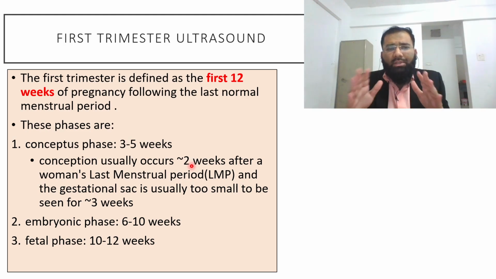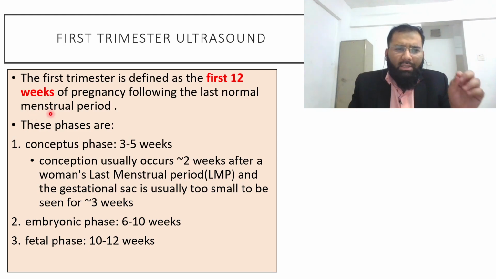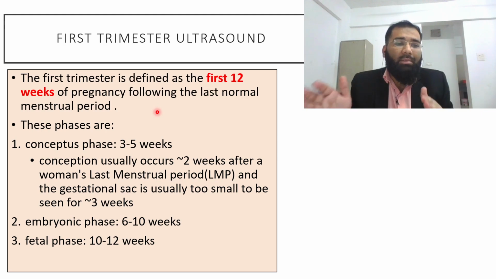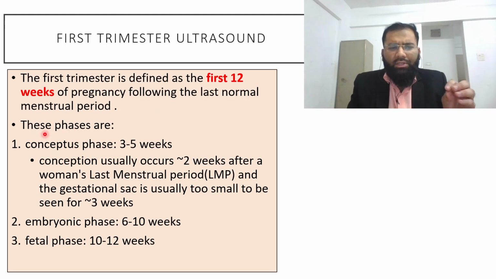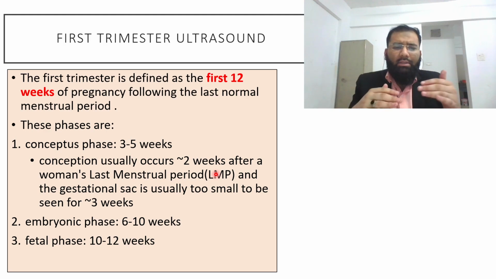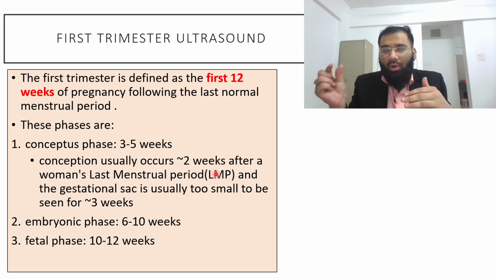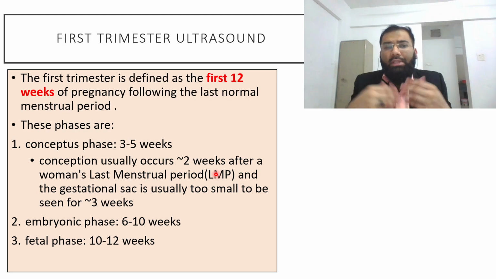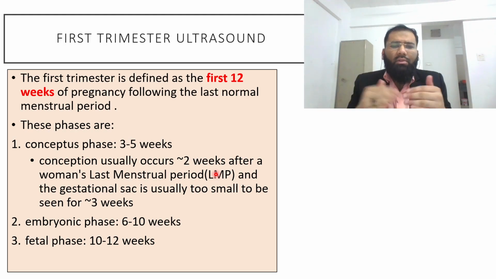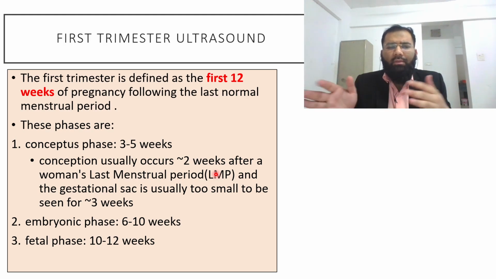When we come to first trimester ultrasound, let us see a few basic definitions. The initial 12 weeks of pregnancy are considered to be the first trimester. If you divide, the initial phase is the conceptus phase, which is usually 3 to 5 weeks. Here, basically, it is 2 weeks after the LMP, and the gestational sac is initially too small to be located or seen by ultrasound. So those 3 weeks are considered, totaling around 5 weeks.